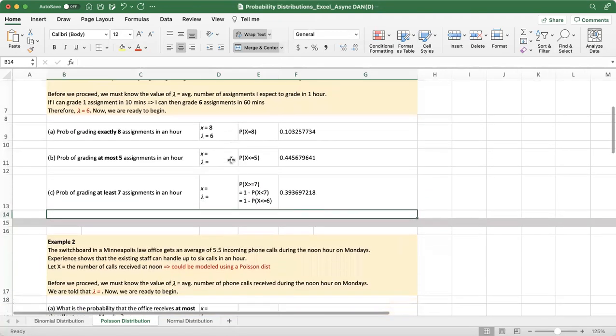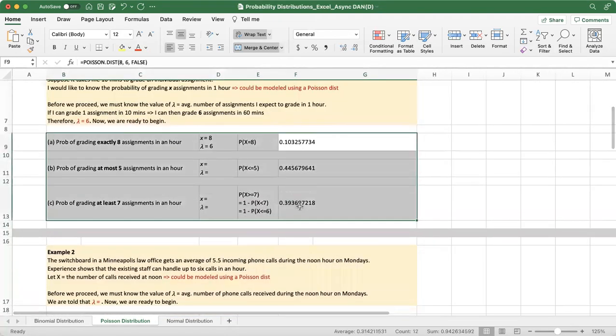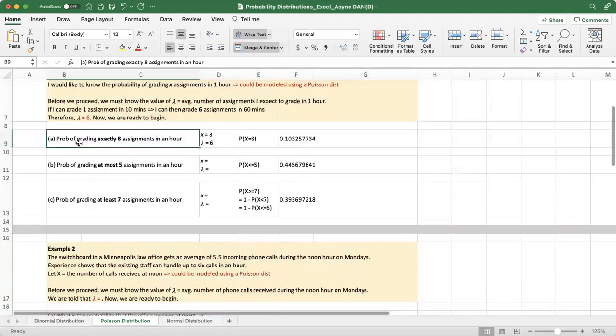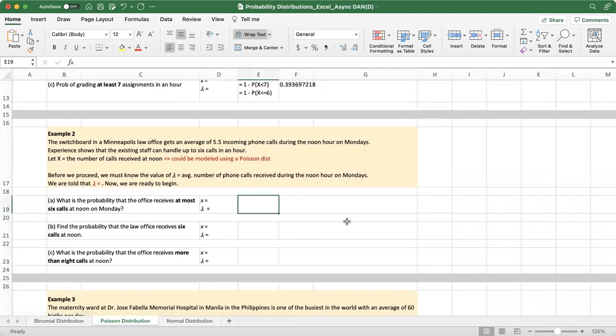Now let's look at the second one. Now you'll be able to follow each of these functions and the notations, if you've seen the binomial distribution video. Then these should be fairly straightforward. I'll just solve the first question in the next one, and I'll leave the rest up to you as an exercise. So we're looking at a switchboard in a Minneapolis law office, which gets an average of 5.5 phone calls during the noon hour on Mondays.